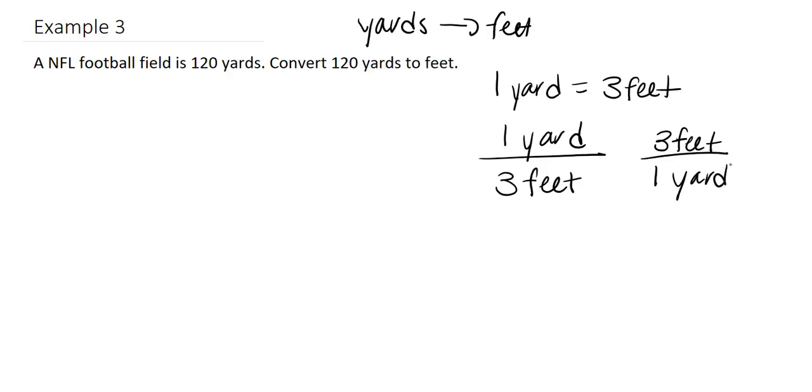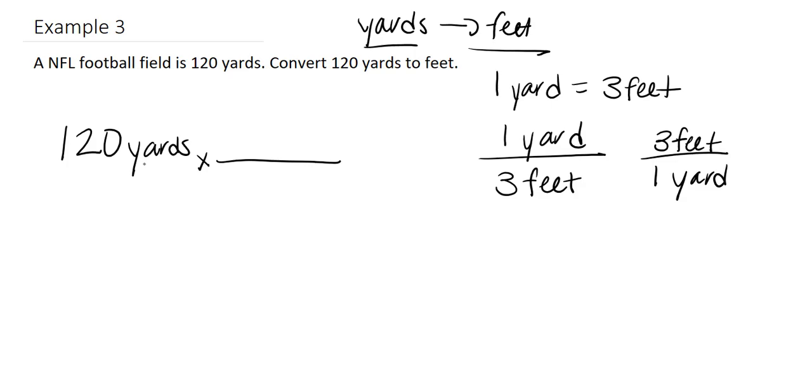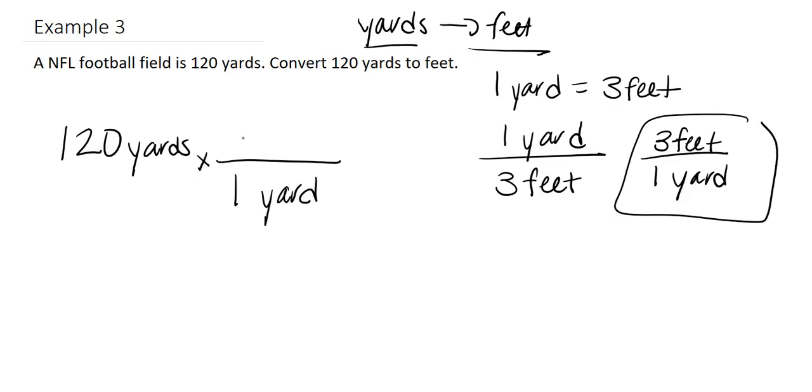Now, we go from yards to feet. So we start out with 120 yards. Now we need to use the conversion factor where yards are on the bottom and the feet end up on the top, so we can cross cancel our yards. So let's go ahead and use this one because the yards are on the bottom. Then we can cross out our units. So we cross out yards and yards, and then we end up with feet, which is perfect.